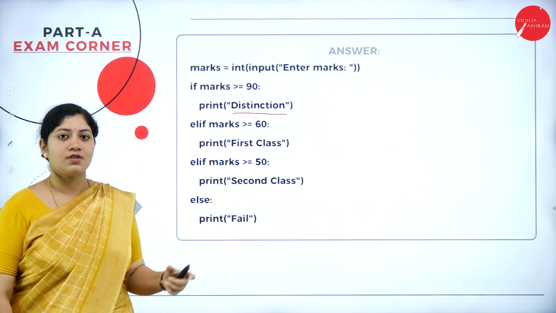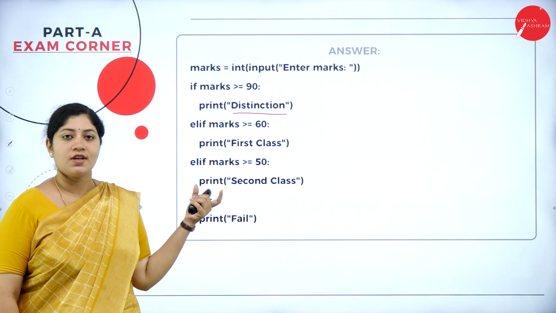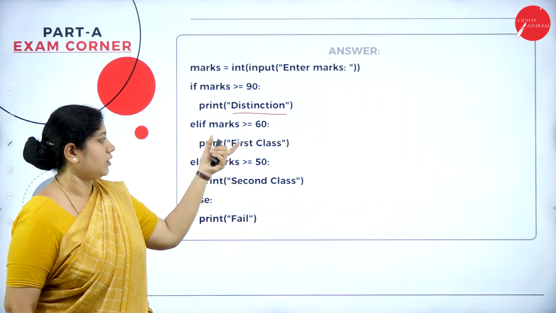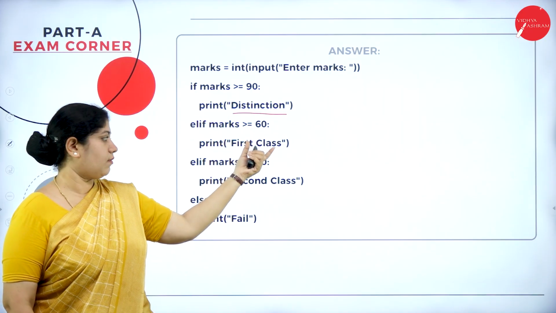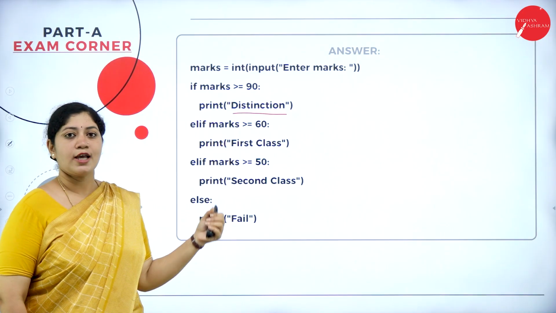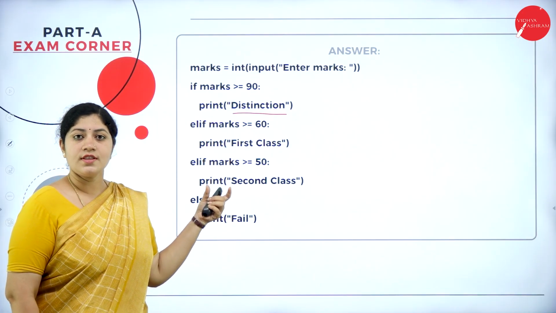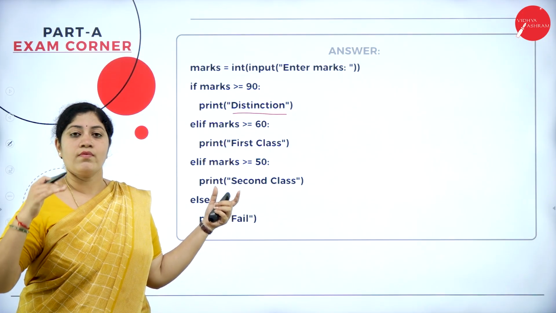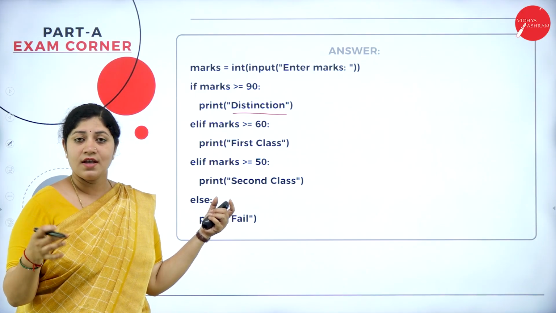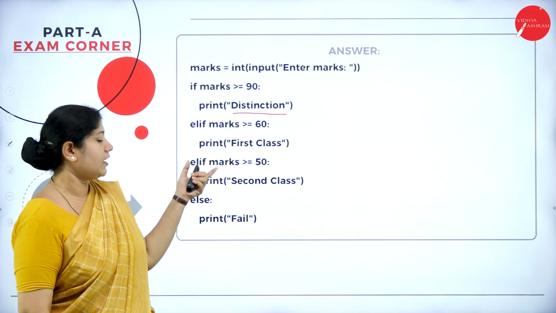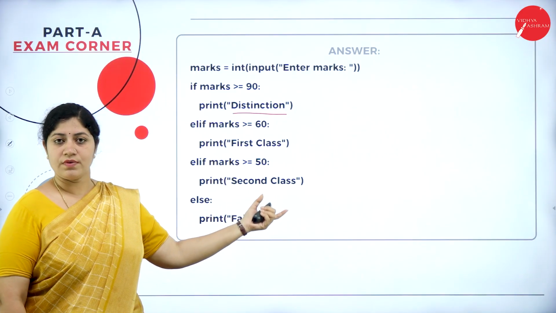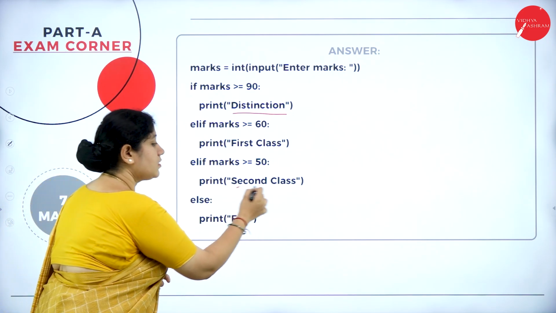Next, elif marks. So we are writing an elif statement where we are considering marks. There are 3 subdivisions. So we are defining that marks greater than or equal to 60, we can write it as first class. And next, we are again considering the elif statement because I have more cases, not only 3 cases, that is if, elif, else. I have one more case, so again I can use the same thing, an elif statement. Elif marks is greater than or equal to 50, then I can define it as second class.